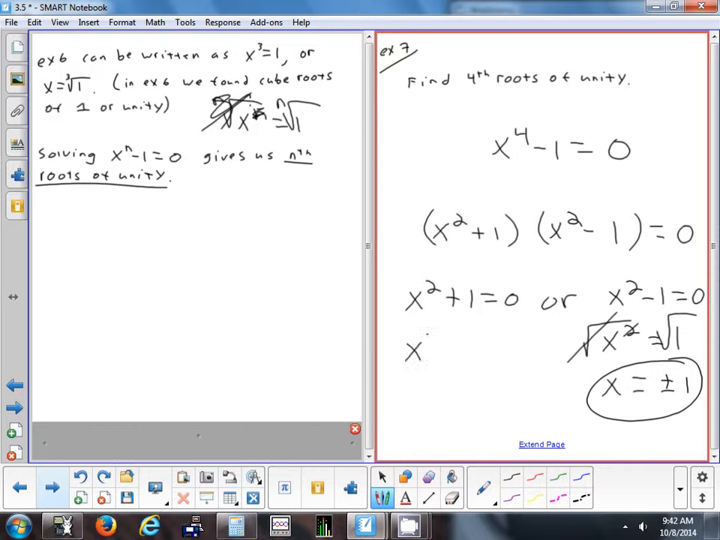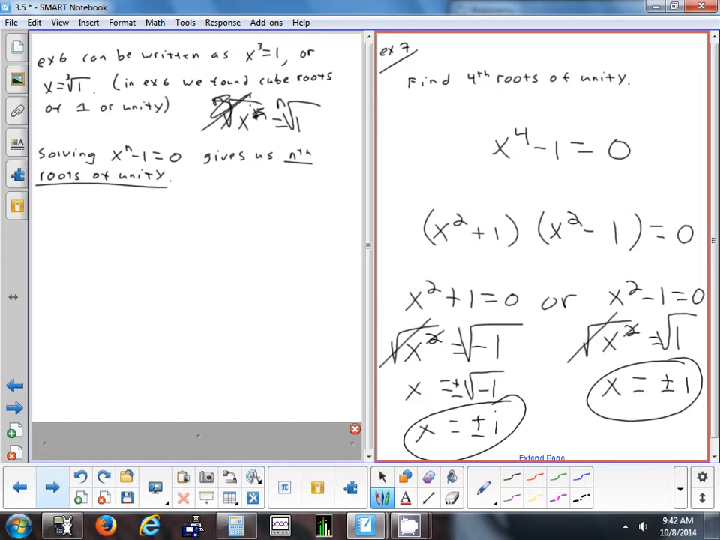Now let's do the other one. X squared equals, subtract 1 from each side. How do we get rid of that exponent again? Square root. Take the square root. I get x equals the square root of negative 1. And again, it's a plus or a minus. But what's the square root of negative 1? I. Plus or minus. So there are your 4 answers to all the fourth roots of 1: 1, negative 1, i, negative i.